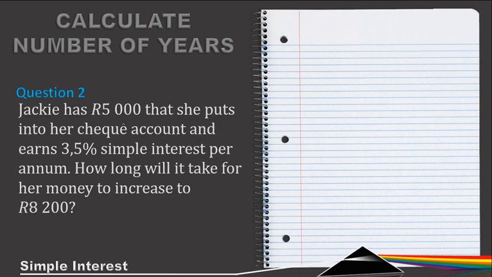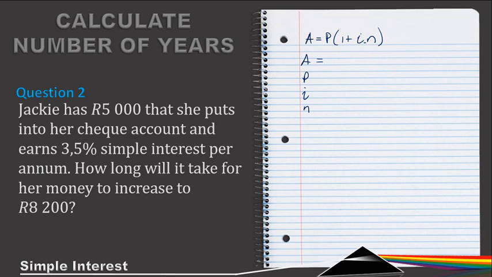Okay, then for question 2, Jackie has 5,000 Rand that she puts into her check account and earns 3.5% simple interest per annum. How long will it take for her money to increase to 8,200? So once again, we can see that we have simple interest, so we write our formula. A is equal to P times 1 plus I times N. And then I'm going to list A, P, I, and N.